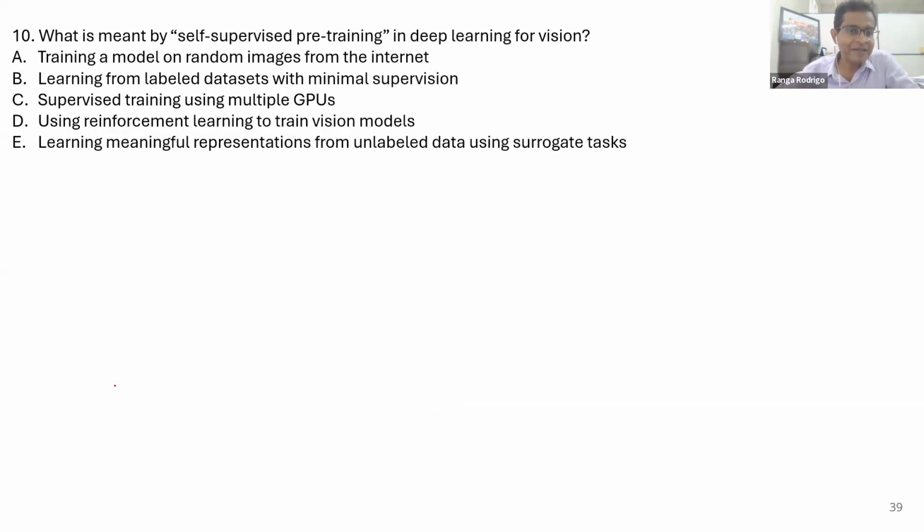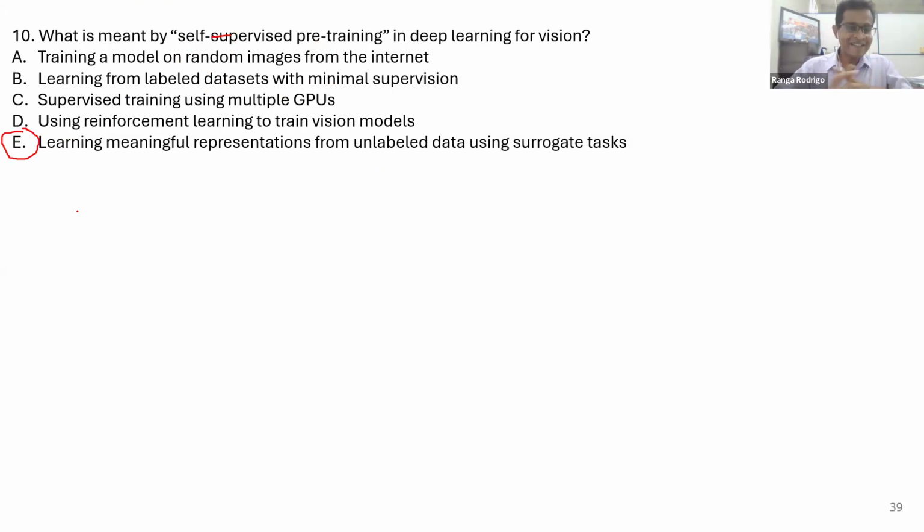Finally, what is meant by self-supervised pre-training in deep learning in vision? Training a model on random images from the internet. Learning from labeled dataset with minimal supervision wrong. Supervised training using multiple GPUs wrong. Using reinforcement learning on trained vision models wrong. Learning meaningful representations from unlabeled data using surrogate tasks. That's correct. So the two surrogate tasks that we looked at, I did not describe them as such, are the masked image model and masked language model, MLM and MIM.